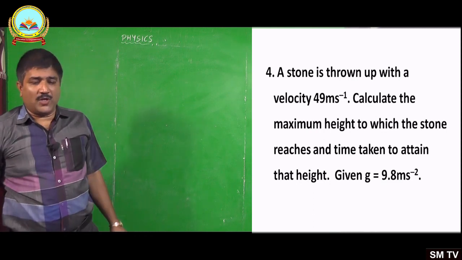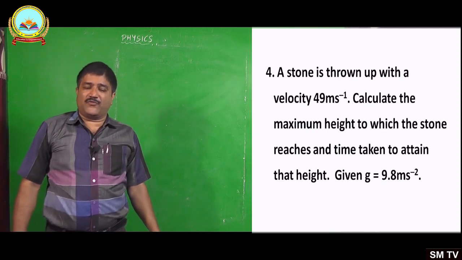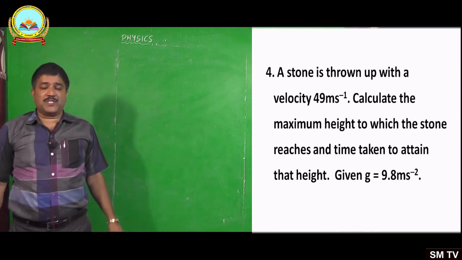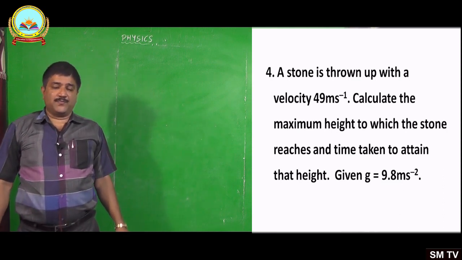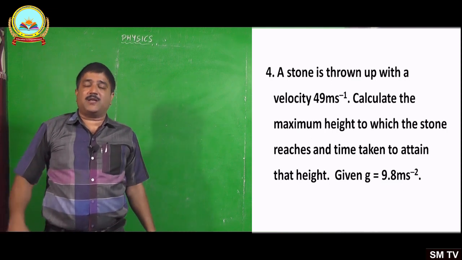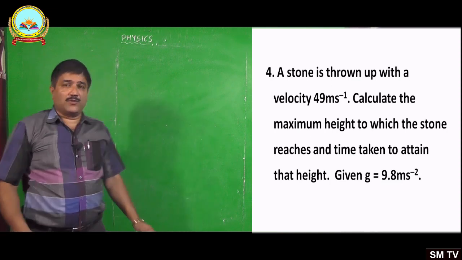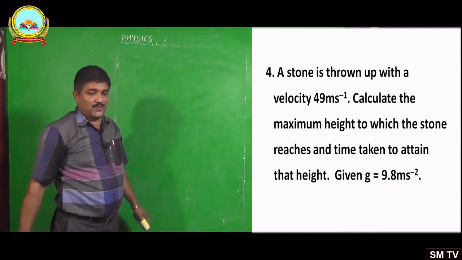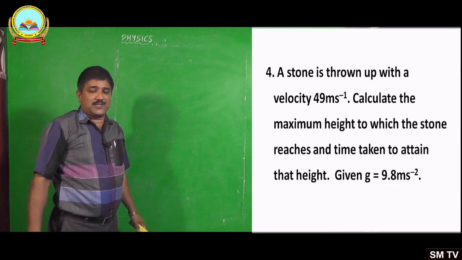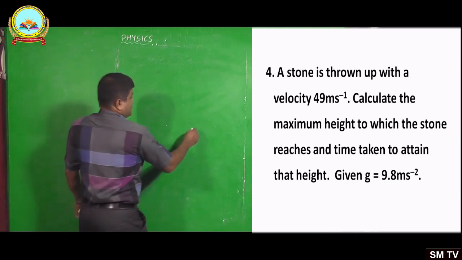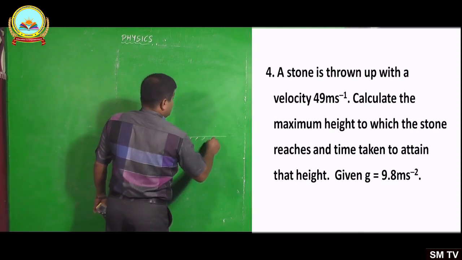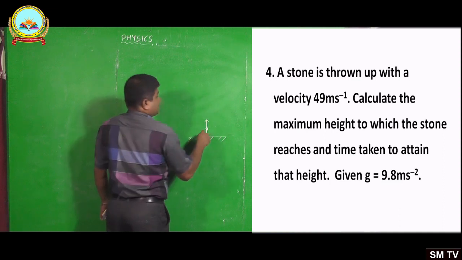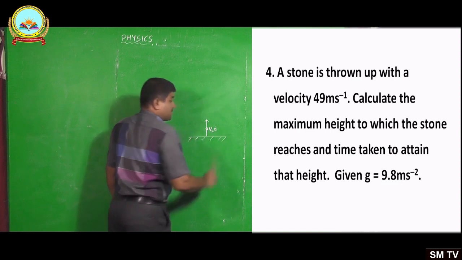Question number 4. A stone is thrown up with a velocity of 49 meter per second. Calculate the maximum height to which the stone reaches and the time taken to attain that height. So that means a stone is projected vertically upward with a velocity of 49 meter per second. At this point from the ground, the stone is projected like this, with the initial velocity of projection given.